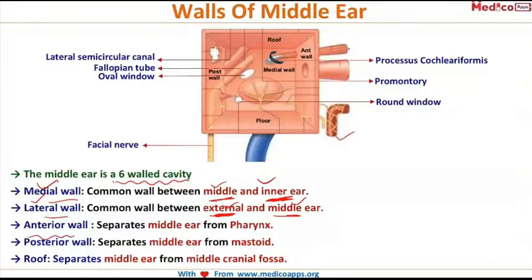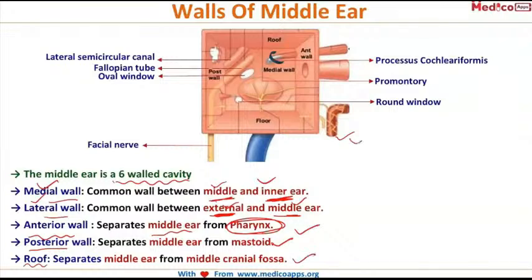The anterior wall separates the middle ear from the pharynx. The middle ear is separated from the pharynx by the anterior wall, and the posterior wall separates it from the mastoid. And finally, the roof separates the middle ear from the middle cranial fossa.